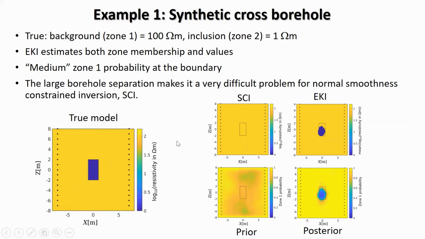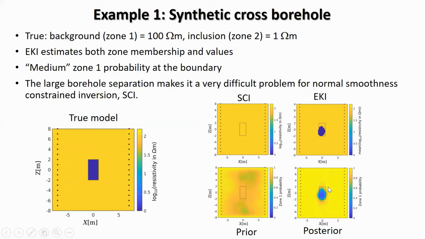And so when we run a smoothness constrained inversion on this, so we've generated a forward model, added some noise, done an inversion, we get a smoothness constrained response. We don't really see that object because it's too far away from our electrodes, too small, and the contrast is not high enough. When we use the ensemble Kalman inversion with this zonation, we pick up this anomaly as shown here, and the values are consistent with our known anomaly resistivity.